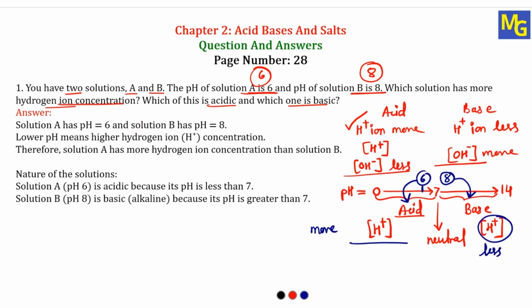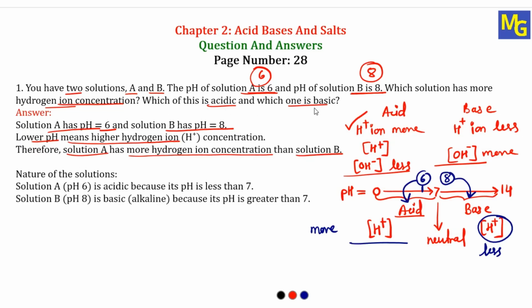So according to this explanation, see the answer. The solution A has pH 6 and the solution B has pH 8. Lower the pH means higher the concentration of H plus ion. Therefore, solution A has more hydrogen ion concentration than solution B. Very simple explanation. Now, the next is which is acidic and which one is basic.